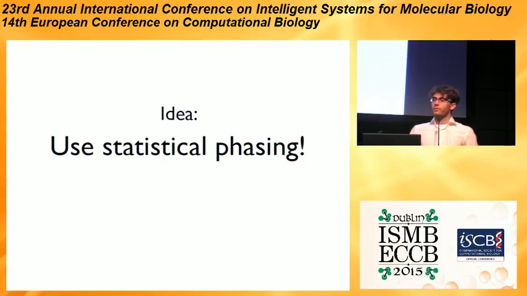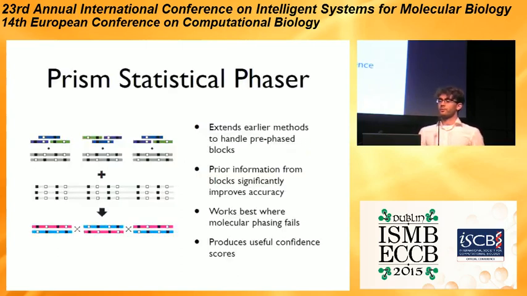In our paper, we propose a new phasing algorithm called Prism, which extends these earlier methods so that they can handle pre-phased blocks from local phasing. And we found that the Prism method worked really well, and there were two reasons for this. The first is that by taking pre-phased blocks, we can significantly improve statistical phasing accuracy because the pre-phased blocks eliminate many incorrect haplotypes that would otherwise be consistent with the data.